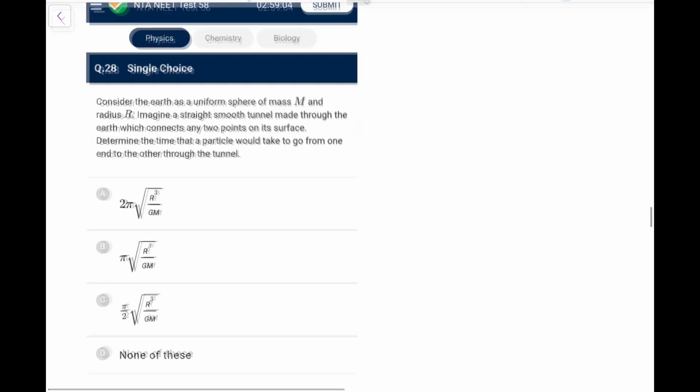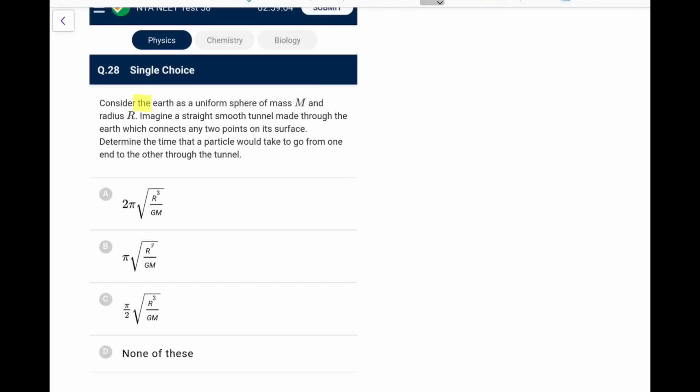Next one. Consider the Earth as a uniform sphere of mass M and radius R. Imagine a straight, smooth tunnel made through the Earth which connects any two points on its surface. Find the time that a particle would take to go from one end to the other through the tunnel.